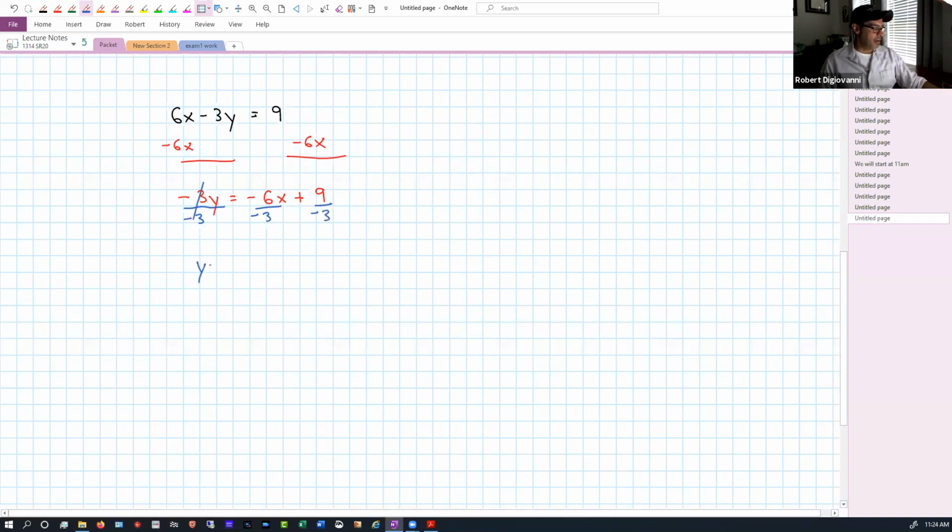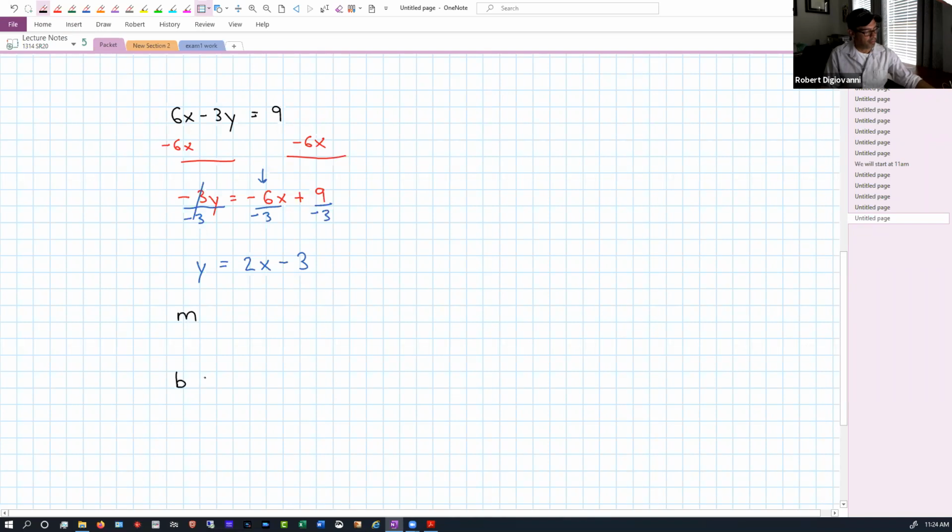You should have y equals, now just be careful with your signs here. On the first one, we have -6 over -3. A negative over negative is positive. So we should get just 2x there. And then be real careful on this because this is positive 9 divided by -3. What is that? -3.